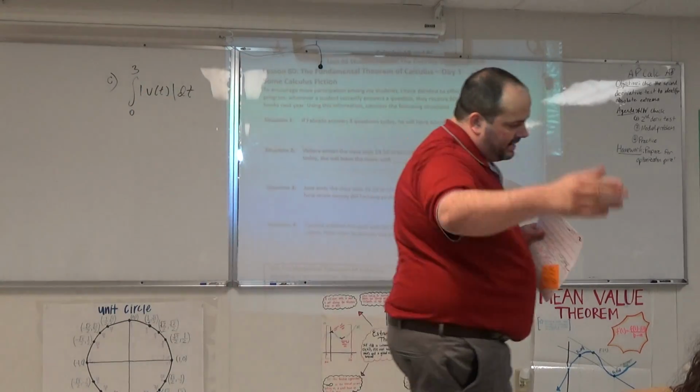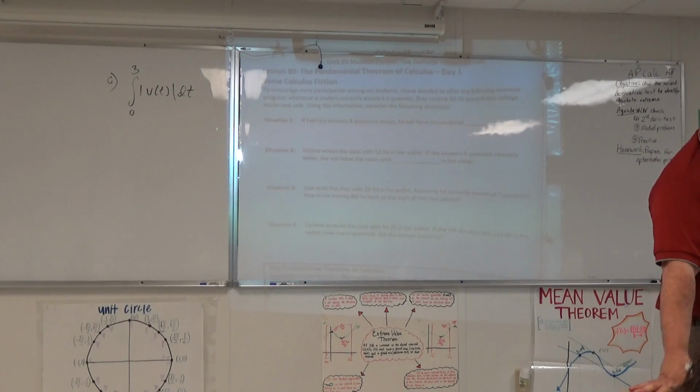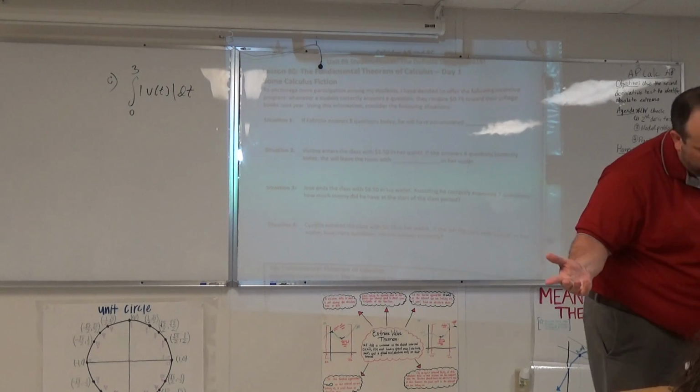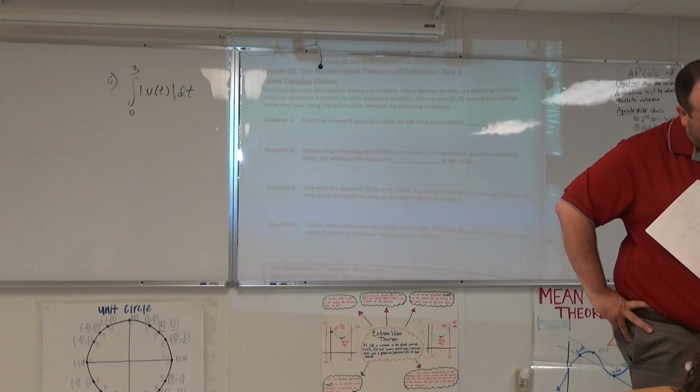All right, next one. We've got Victoria enters the class with $3.50 in her wallet. She answers 6 questions correctly today. She leaves the room with how much money, Palamon? 8. We're on number 2.